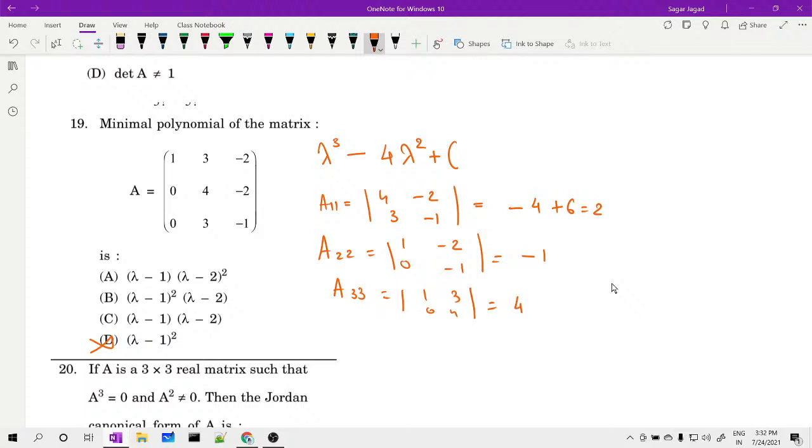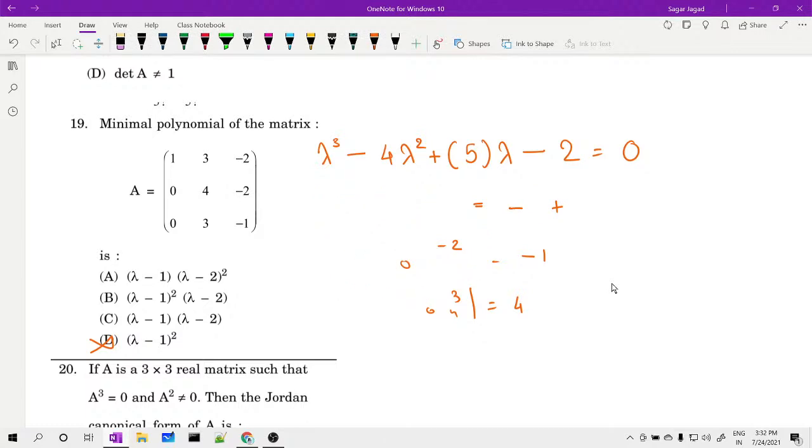If I add these three numbers, it is 5 times lambda. And after that, the last term should be the determinant. So the determinant is 2, equal to 0. So I put 1, yes, it is a root. If I put 2, it should be a root of it as well. Okay, so now I know 1 is a root of this polynomial. So I'll use synthetic division.